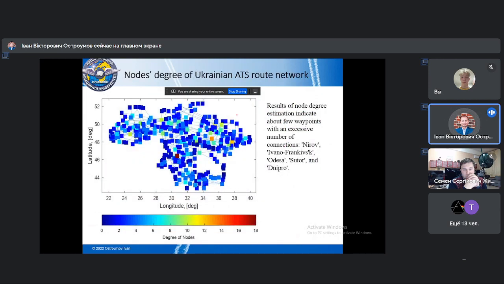Here you can see the results of node degree estimation for each waypoint which we have in the network. Also, we can set up, like, the 5 most connected waypoints in the network. You can see the titles of these waypoints here.